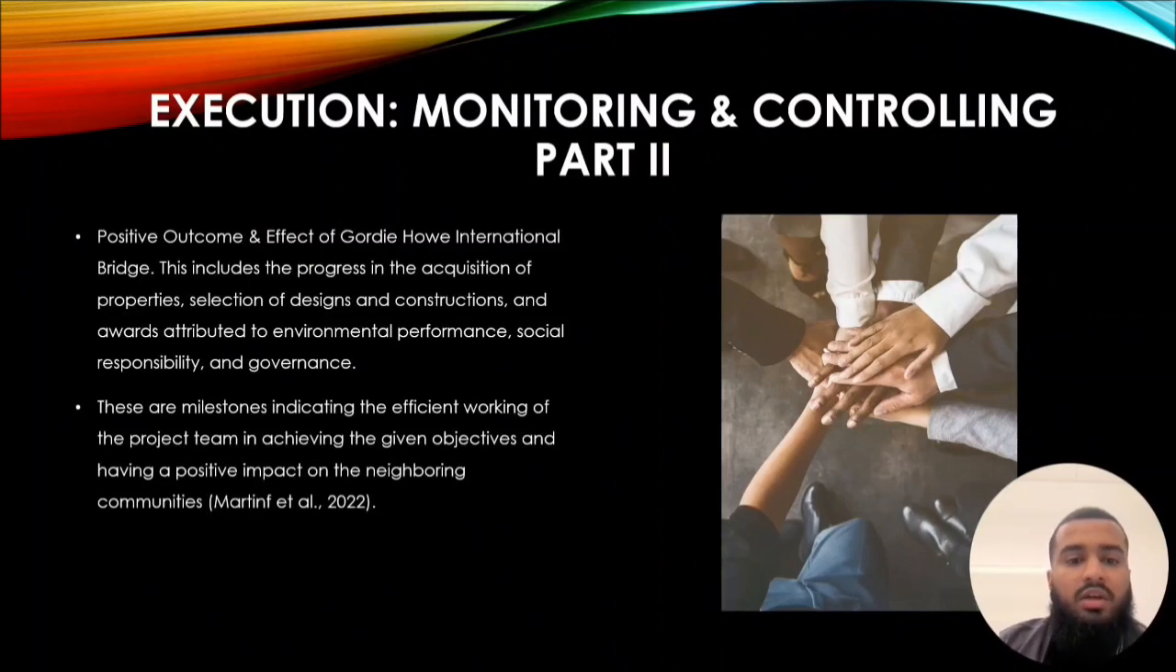Executing, monitoring, and controlling is the last part. The positive outcomes and effects include the growth of international trade, the progress and acquisition of the properties, the selection of the designs, and construction awards, attributing to environmental performance, social responsibility, and the government. There are ministries working with the project team, and achievement giving a positive impact on the neighboring community.